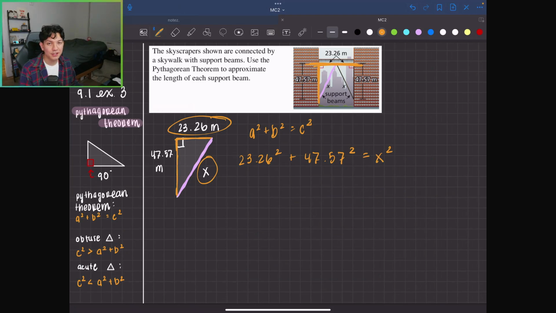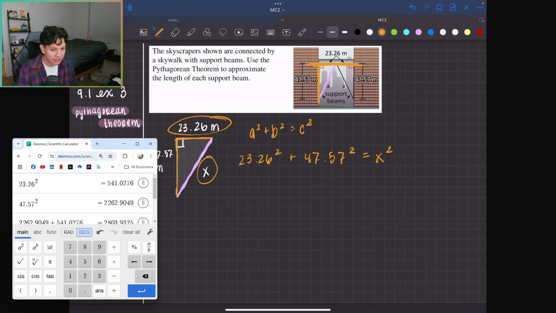Now let's go ahead and solve this, okay? Obviously, we don't know how to do this in our head unless you are some sort of genius, but I've already done it for us, so let's replace it. 23.26 squared is going to give us 541.0276 plus 47.57 squared is going to give us 2,262.9049, and it should equal x squared.